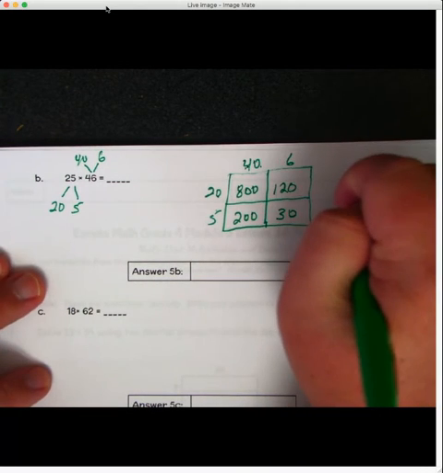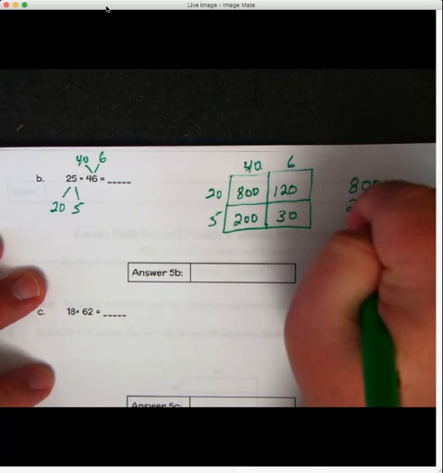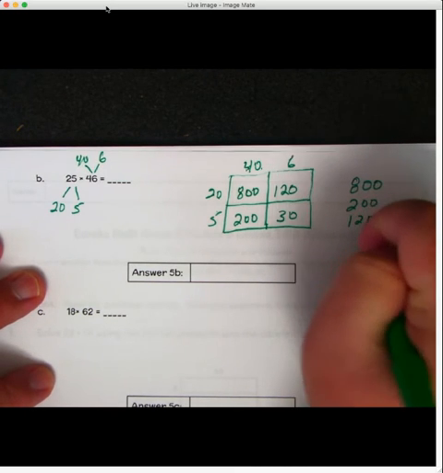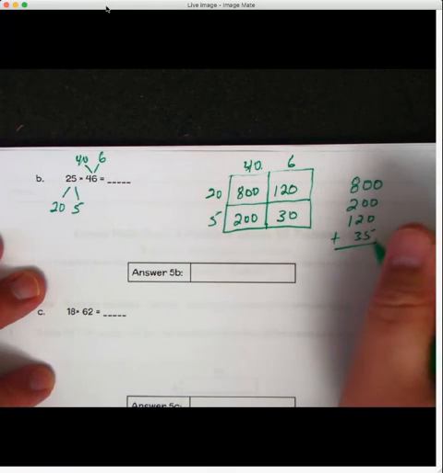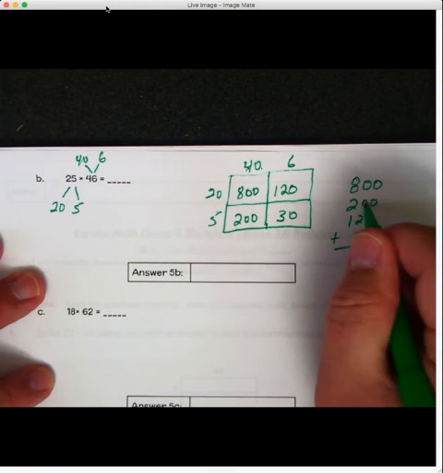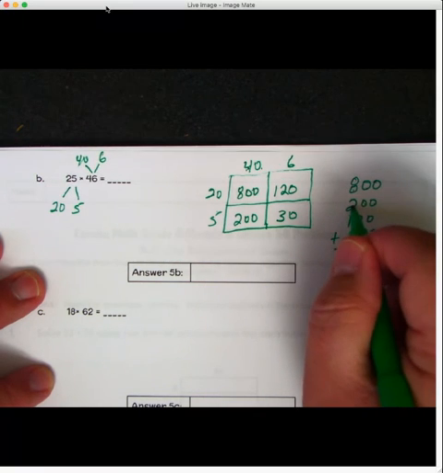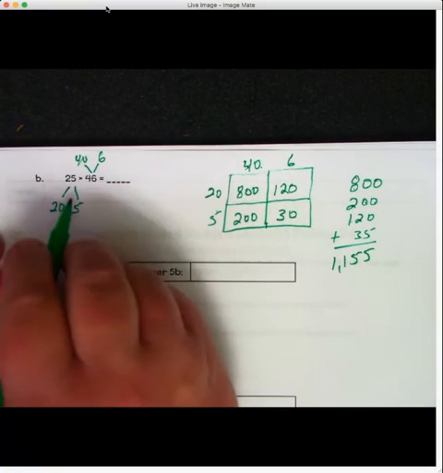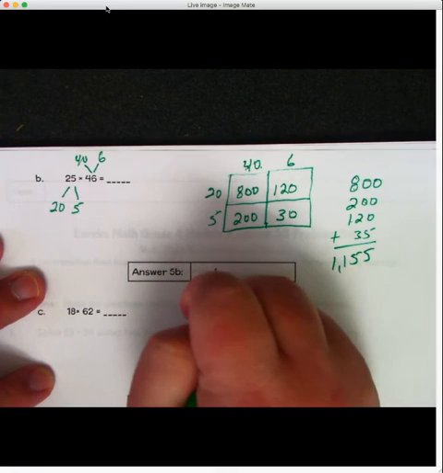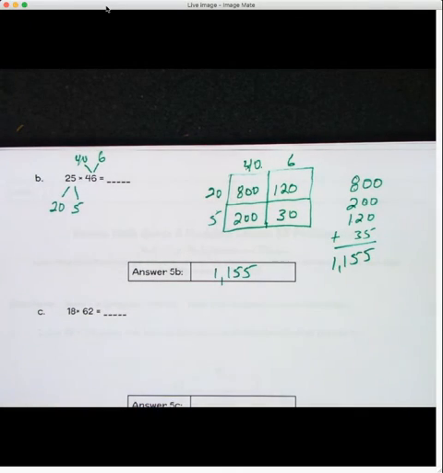Now we just have to add them together to get the answer to 25 times 46. So let's add. 0 plus 0 plus 0 is 0, plus 5 is 5. 0 plus 0 plus 2 is 2, plus 3 is 5. 8 plus 2 is 10, plus 1 is 11. So the answer to 25 times 46 is 1,155.